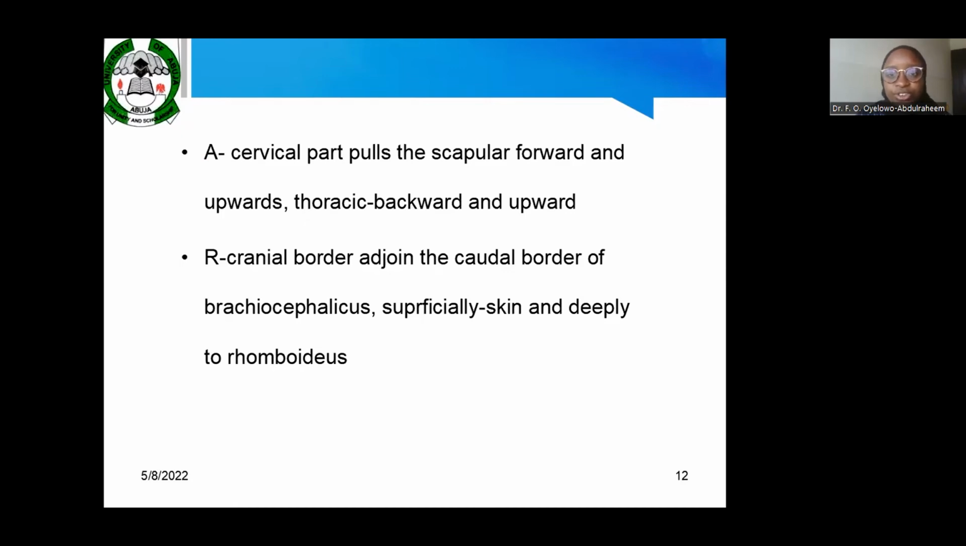The relation of the trapezius muscle. It is related to the cranial muscle, that is the brachiocephalicus, which is located cranially to the trapezius. Now, this trapezius has its own cranial border adjoining the caudal border of the brachiocephalicus. Superficially, the trapezius is related to the skin, and next to the trapezius deeply is the rhomboideus muscle.